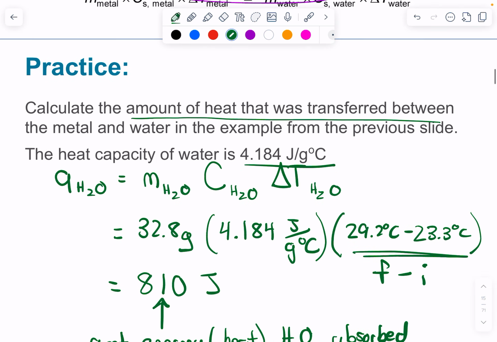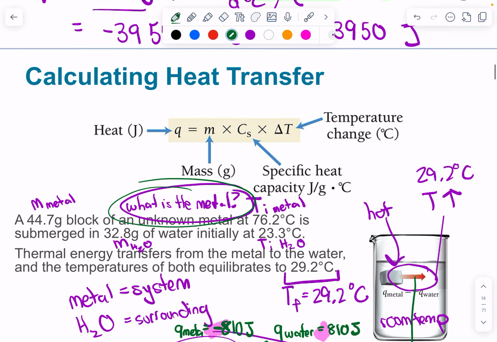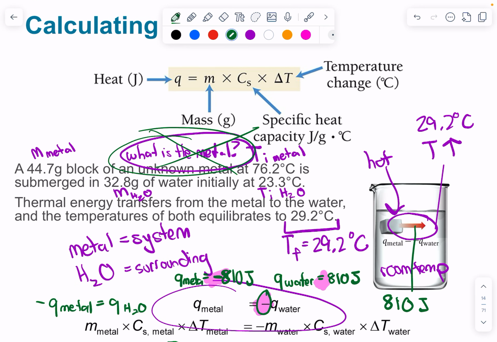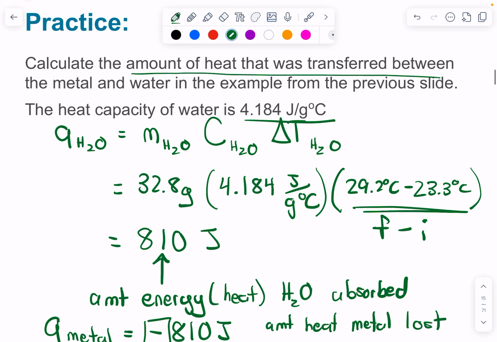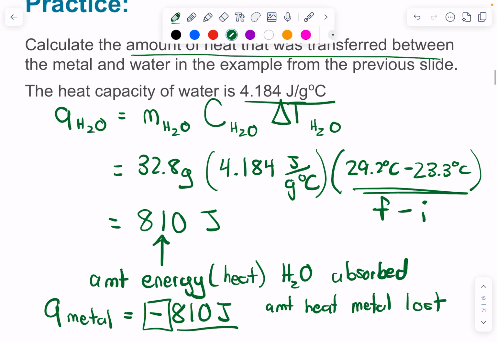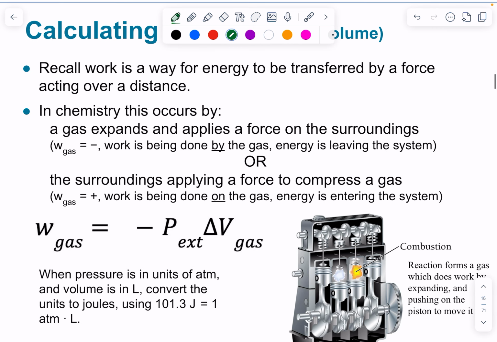Okay, so this is just a basic heat calculation. I realize that's why I didn't have that question on there. We're not going to answer the more complicated, what is this metal? Because that would be one step further. For now, I just want you to understand how to calculate heat from this equation, and really to understand this idea of transferring heat back and forth between system and surroundings. Okay, so that's one way that we can transfer energy. All right, the second way is going to be work.